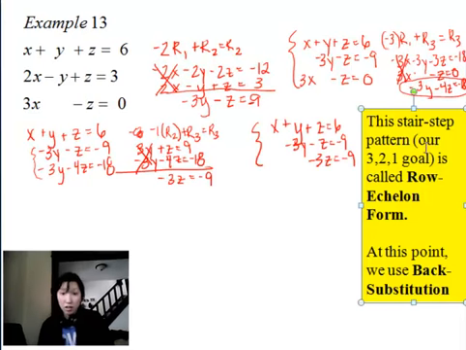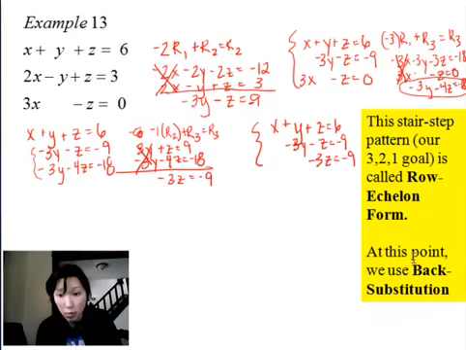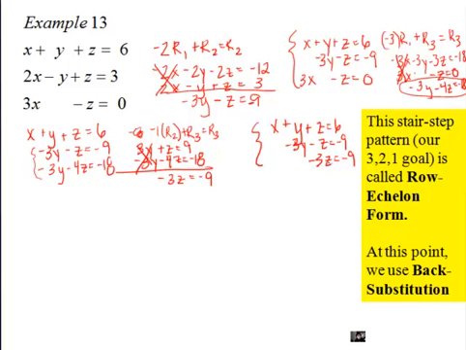This right here is what we call this stair-step pattern, or this collection of my 3, 2, 1, is what we call row echelon form. And so at this point we can use back substitution. So here with this one variable equation, we can go ahead and say, well, 3z equals negative 9 could easily be solved for. So z is equal to 3, right?